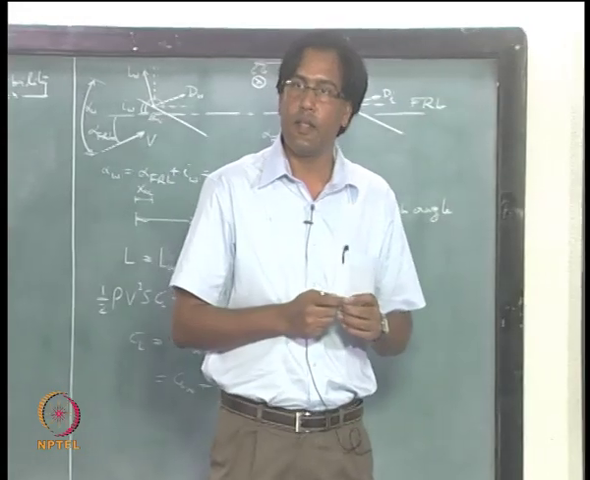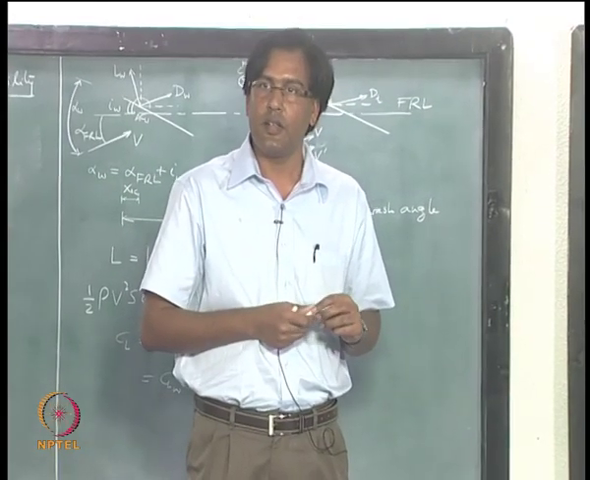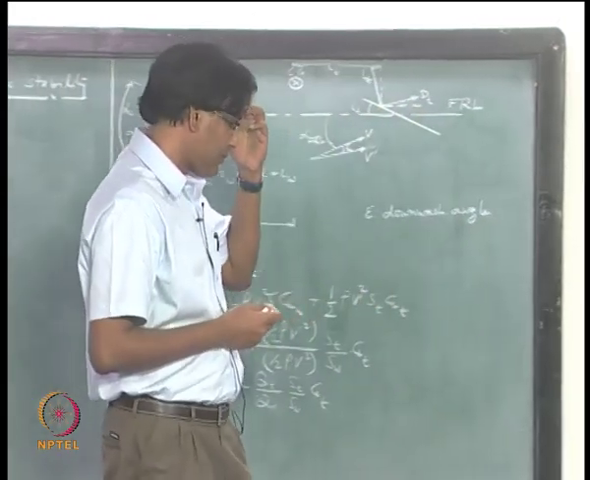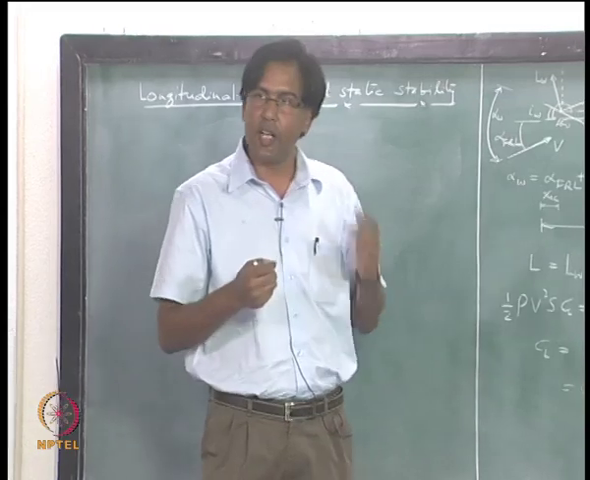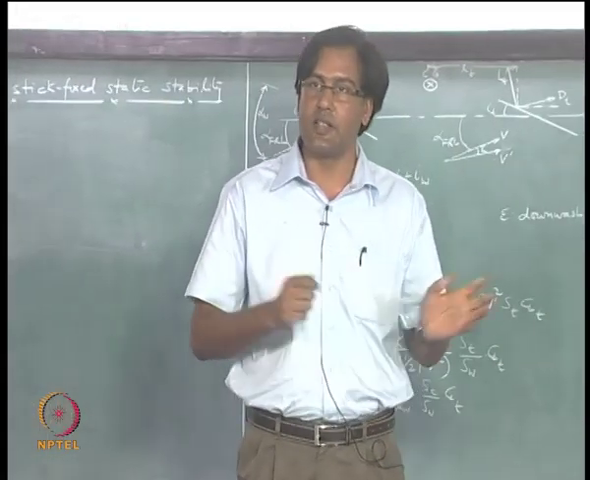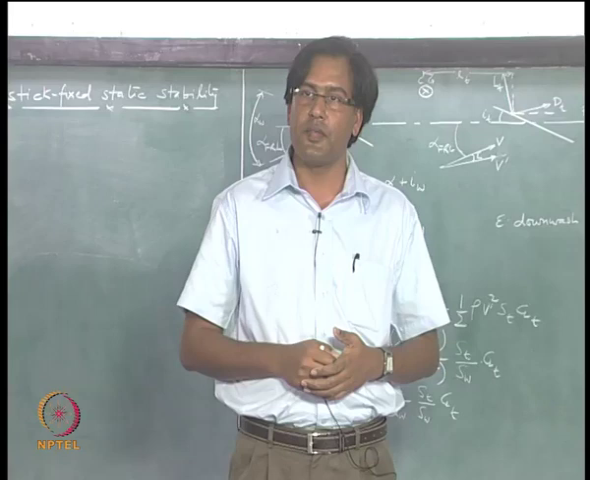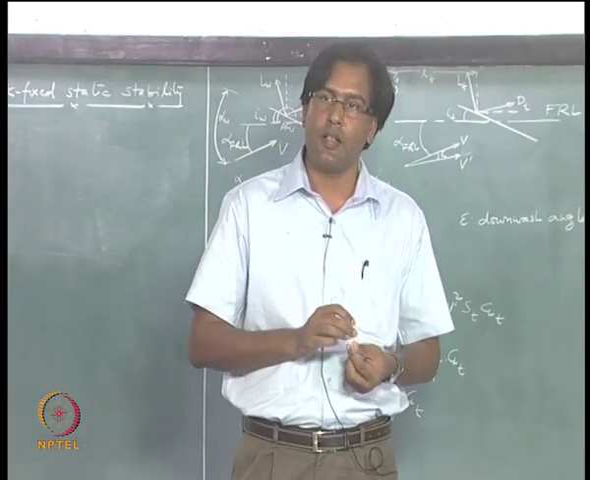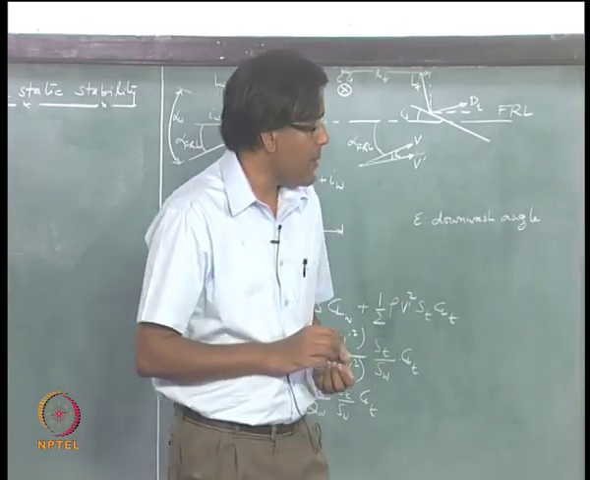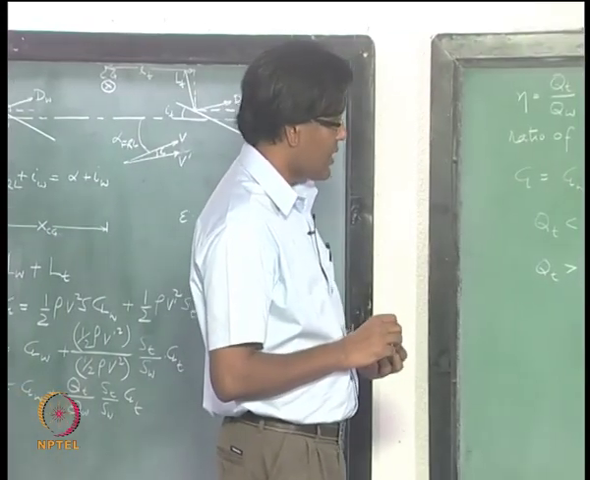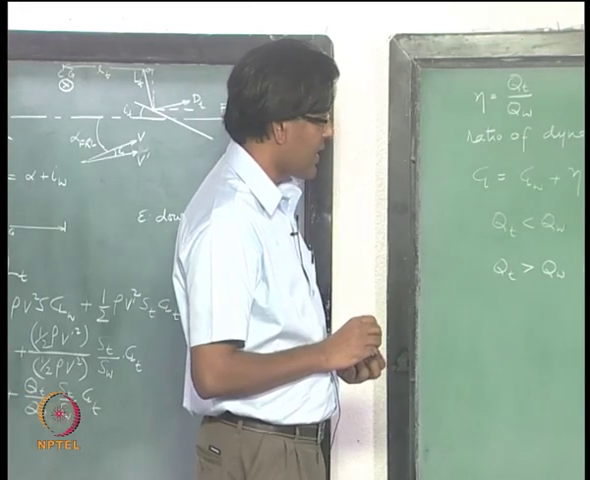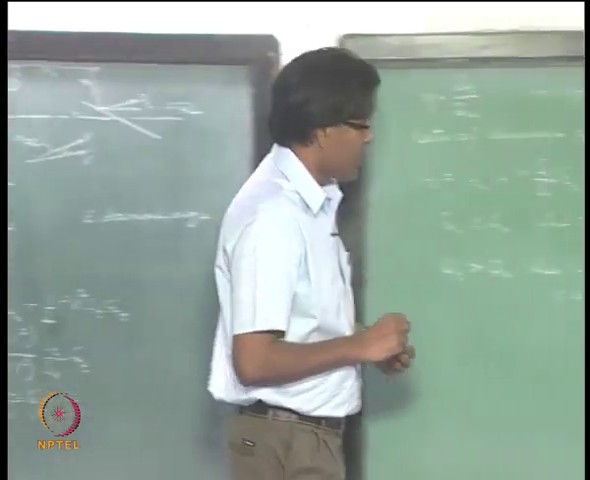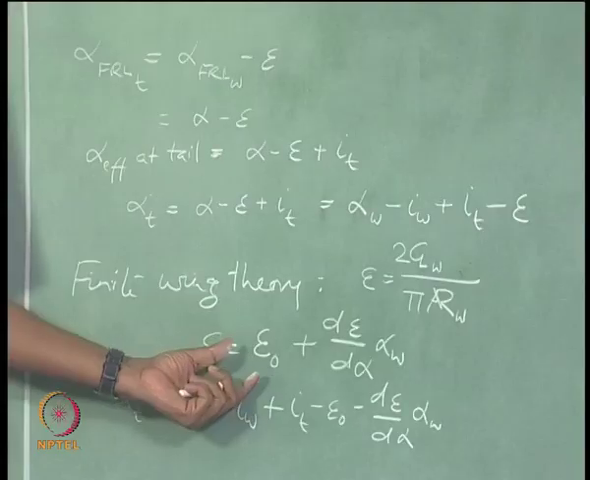Approximation of d epsilon by d alpha and alpha w is valid only for very small alpha w. Actually, the angle of attack that we are talking about is all in the pre-stall region, so let us say up to 14-15 degrees, delta alpha with respect to some alpha. When alpha is 0, epsilon is epsilon naught.